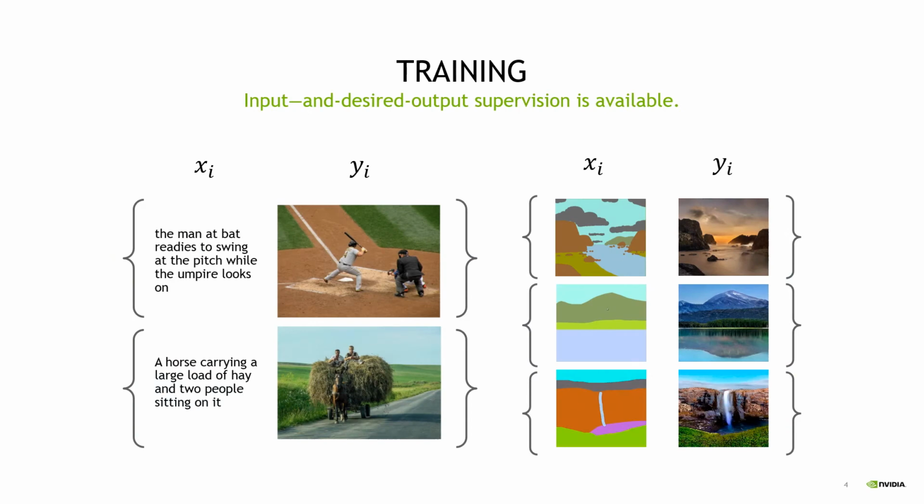Let's talk about training. We often assume input and desired output supervision is available in the training dataset. So we could have a dataset of paired language descriptions of an image, caption and image. Xi is the caption, Yi is the image. We can also have a dataset of input segmentation masks and output target images. So the Xi, Yi correspondence gives you the supervision you need to train the network.